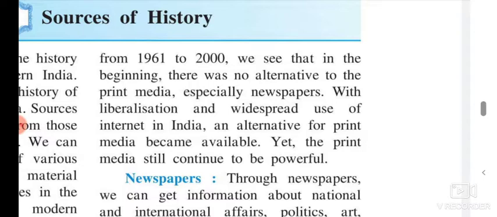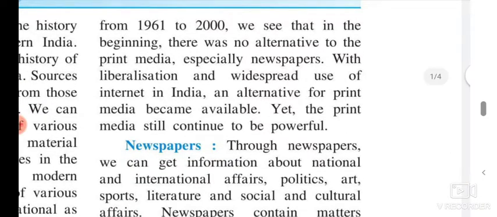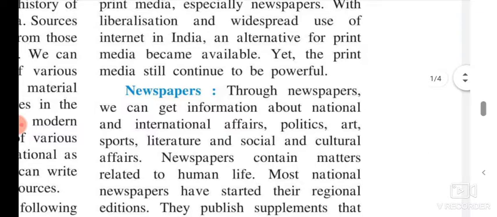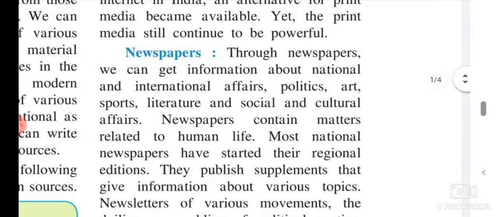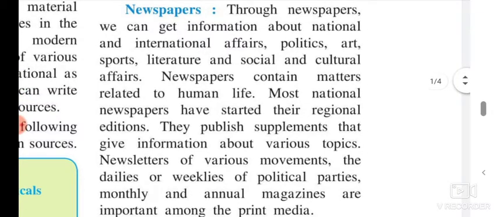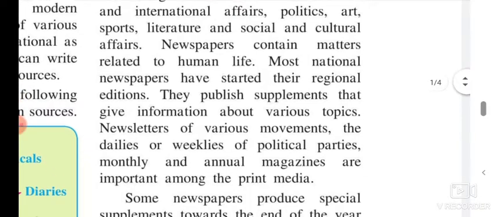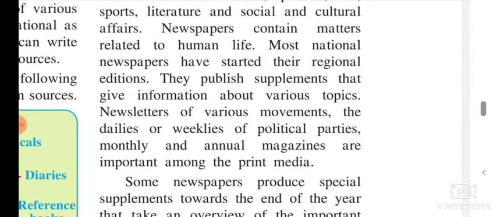With the liberalization and widespread use of internet in India, an alternative to print media became available. Yet the print media still continued to be the powerful newspaper. Through newspaper, we get information about national and international affairs, politics, art, sports, literature, social and cultural affairs. Newspaper contains matter related to human life. Most national news have started their regional editions. They publish news supplements that give information about various topics.